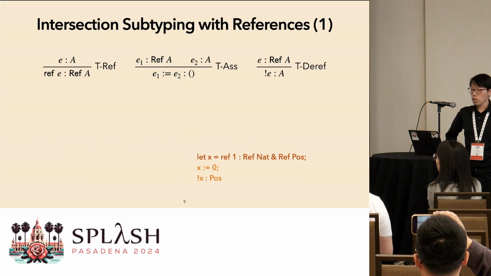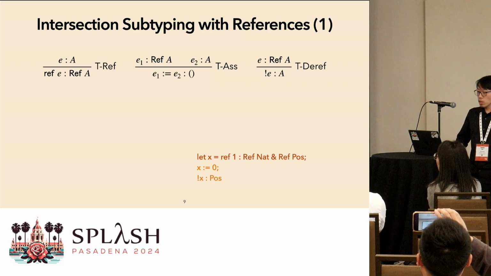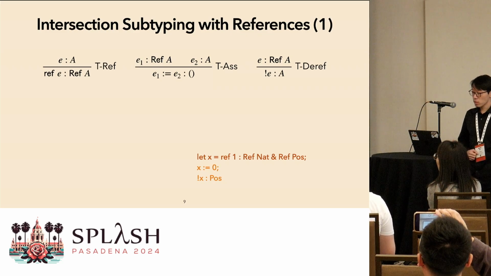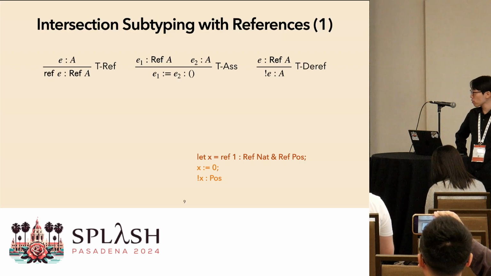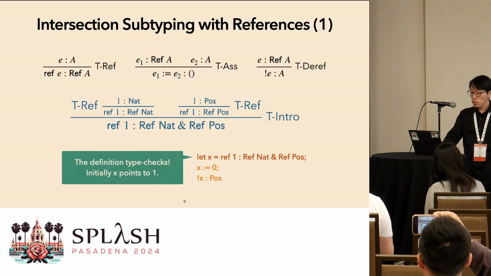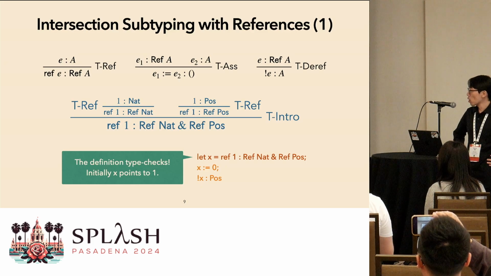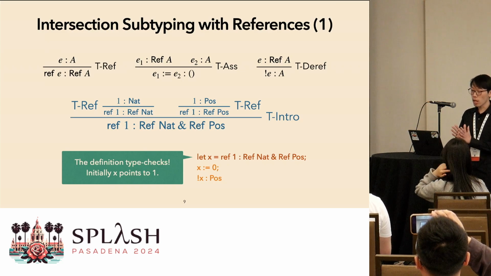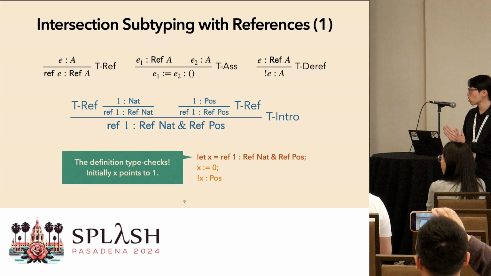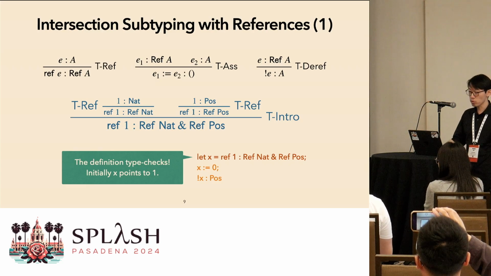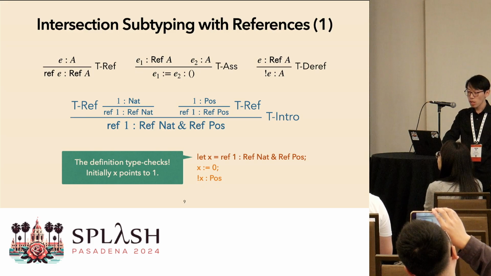And when intersection types come in, the program becomes a bit complicated, and we can bypass the type checking and make it type unsound. Again, let's go through it from the first line. We have the reference type. We can type ref 1 with the reference types ref neg and ref pos, an intersection type of both reference types, and initially x points to 1.